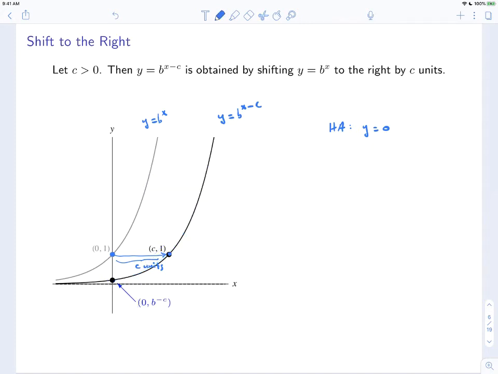What about the y-intercept? Well, the y-intercept is easy enough to compute. The y-intercept is when x is equal to 0. So that's y is equal to b to the 0 minus c, which is b to the negative c, which is 1 over b to the c. So the y-intercept is when x is equal to 0 and y is equal to 1 over b to the c, or b to the negative c, which is what it's labeled here.